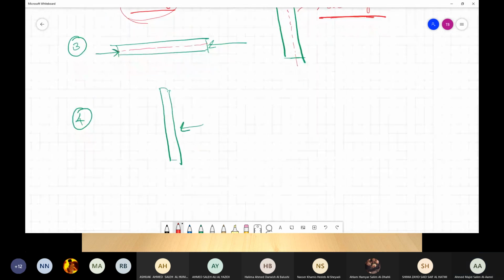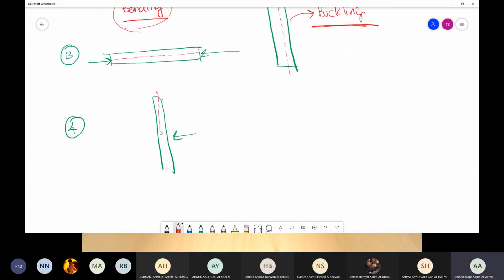Last option. Once again, this is your major axis. Your load is perpendicular to your major axis, so will this cause it to bend or buckle? Bending, because your load is perpendicular to your axis.